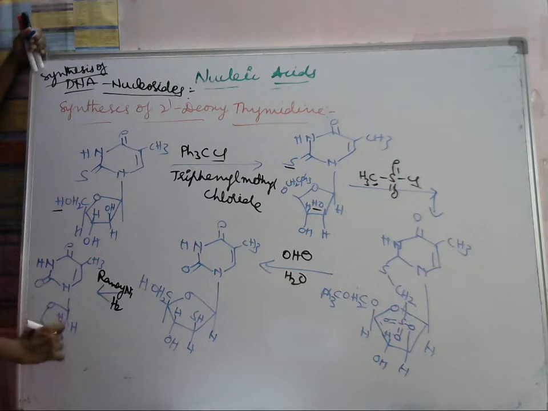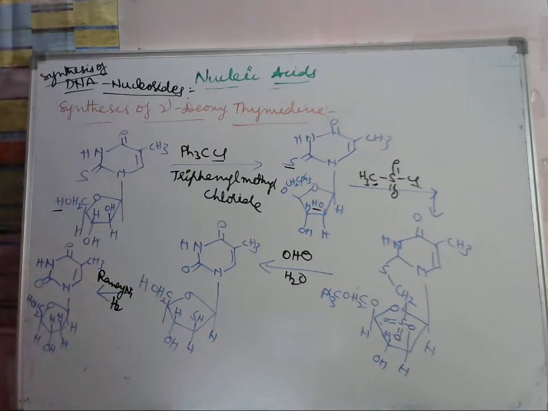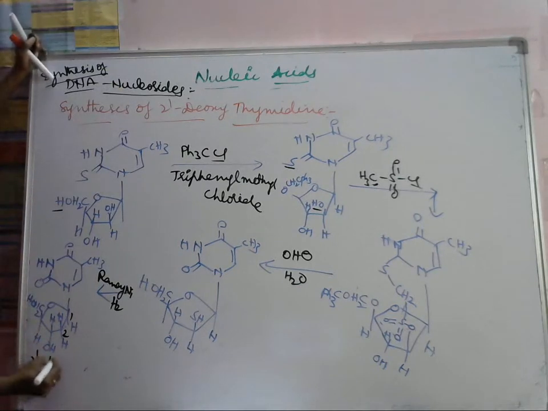Here there is no oxygen, H. At the second position there is no oxygen. So that's why it is a DNA, deoxythymidine. Okay. At this second position there is no oxygen. 1, 2. Okay. So there is no oxygen. So that's why it is called 2' deoxythymidine. Okay. Thymidine.